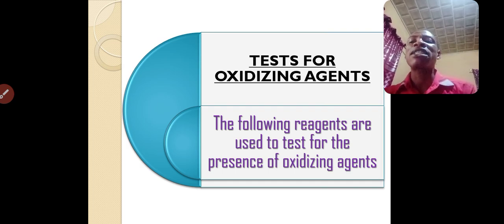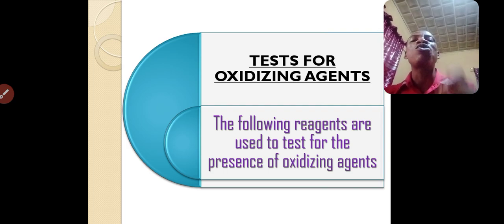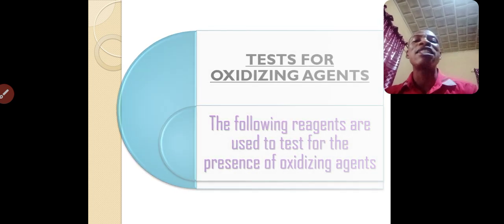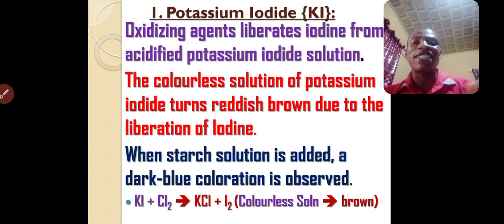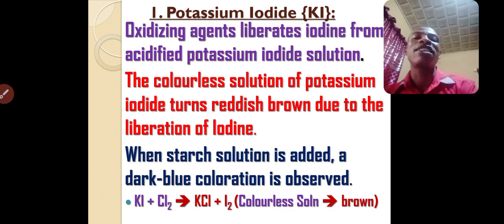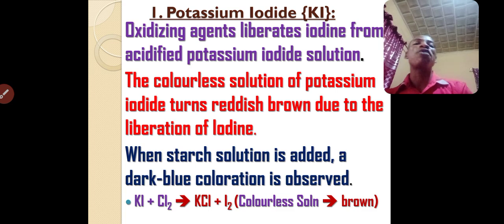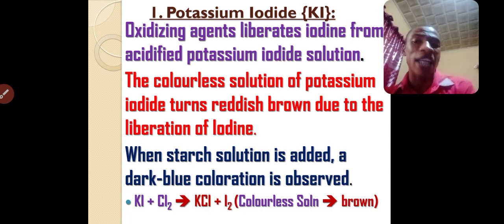How do we test for oxidizing agents? There are some reagents that are specifically used for testing for oxidizing agents, and these reagents are actually reducing agents. So you can use a reducing agent to test for oxidizing agents, and you can use an oxidizing agent to test for reducing agents. One of the examples of substances used to test for oxidizing agents is potassium iodide.